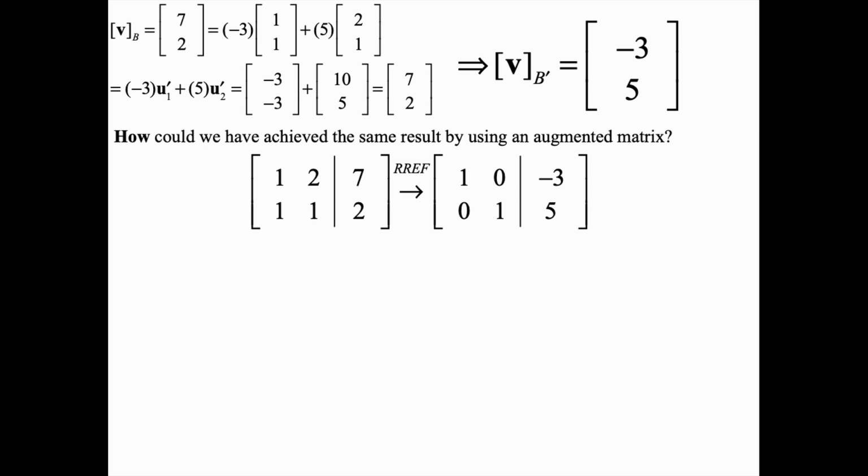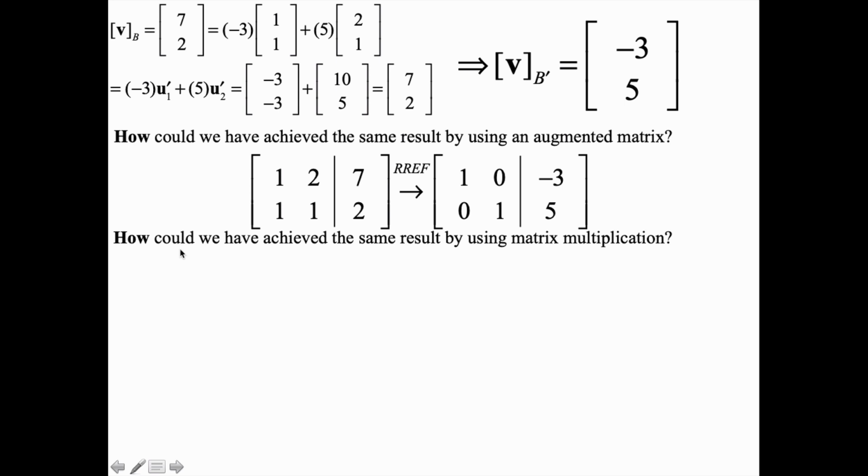Now, we're guaranteed that this will always work because these new basis vectors are linearly independent. That's what enables them to be a basis for R2. They're independent of one another. So we know that when we take the RREF of a linearly independent set of vectors like this in a square coefficient matrix, we're going to get the identity matrix and out pops our new coordinates.